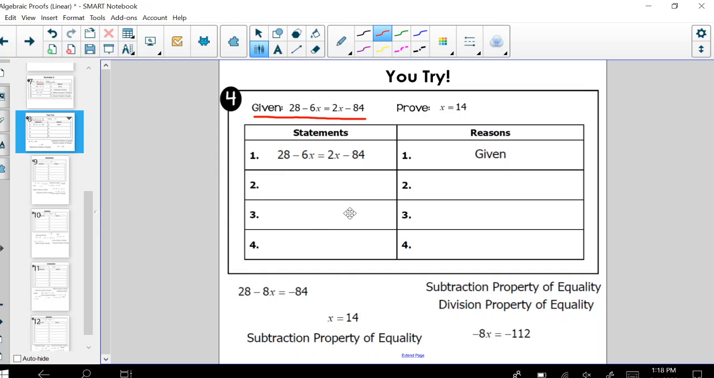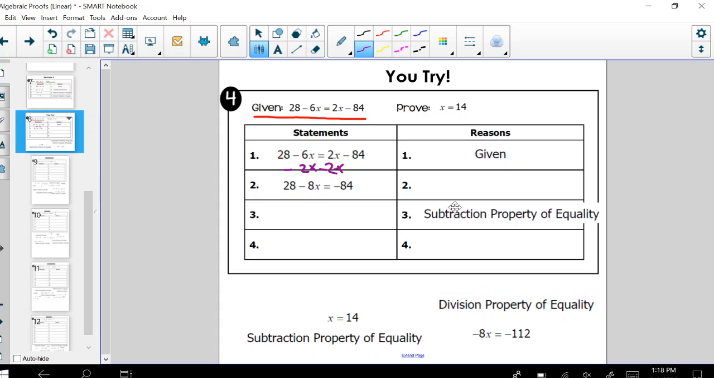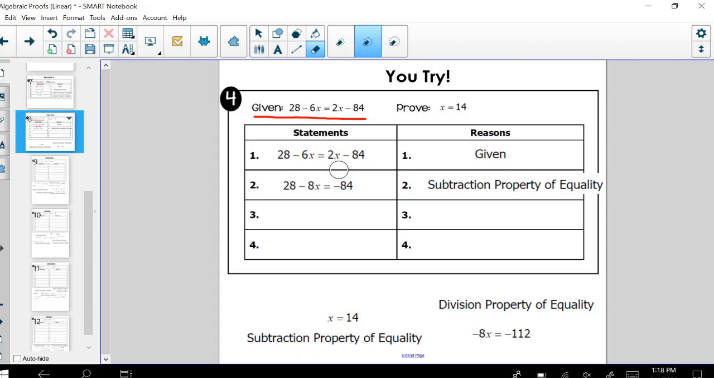Now, what is my next step going to be? Well, I've got an x on both sides of the equal sign, so my next step is going to be to get only one x left. So I can do that by subtracting 2x from both sides. And that would leave me with 28 minus 8x equals negative 84. So subtracting the same thing from both sides is my subtraction property of equality. Again, we don't have to show those steps. We just need to know that that's what's happening.